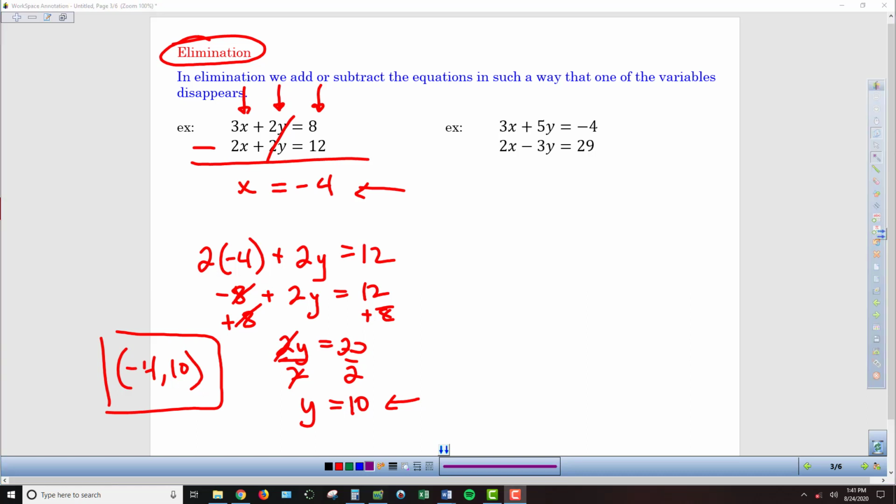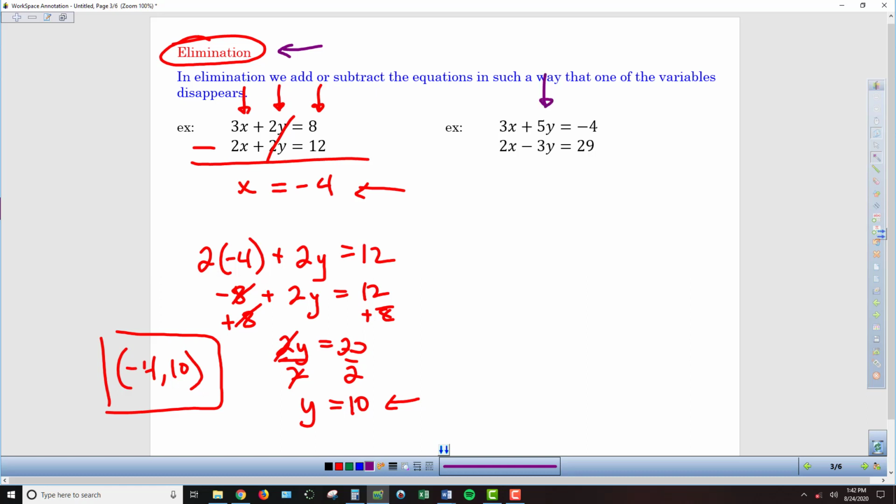Now in the second example, we don't have the good fortune, like we did on the first, of having a match of the coefficient in front of one of the two variables. So the x's don't match up, we have a 3x and a 2x. The y's don't match up, we've got a 5y and a negative 3y. And so as a result, just going ahead and adding and subtracting the equations as they are now isn't going to accomplish our goal of eliminating one of the two variables, hence the name elimination. So what we're going to have to do in this circumstance is pick one of the two variables to eliminate.